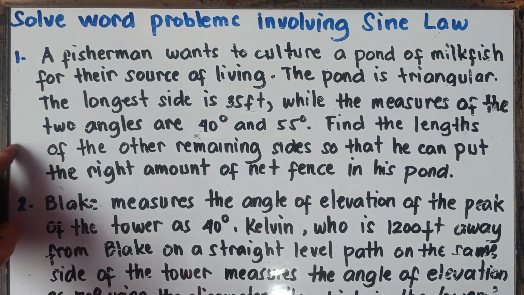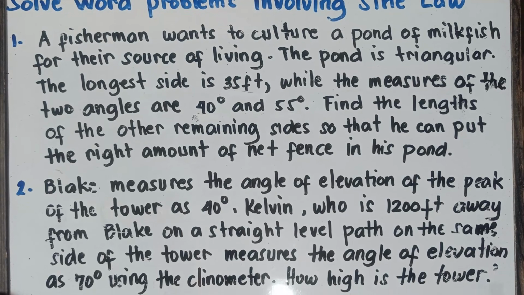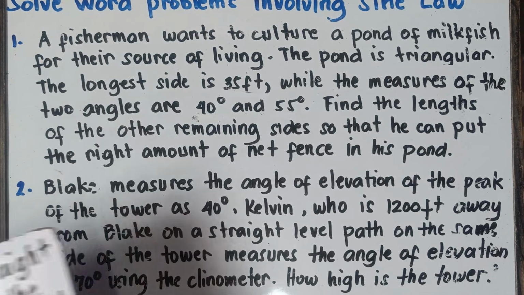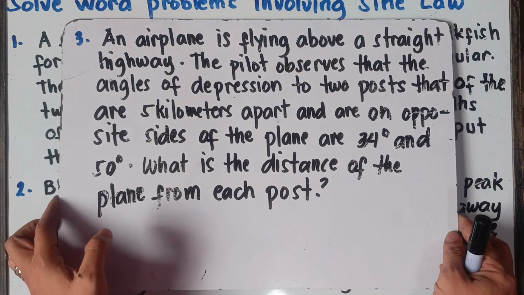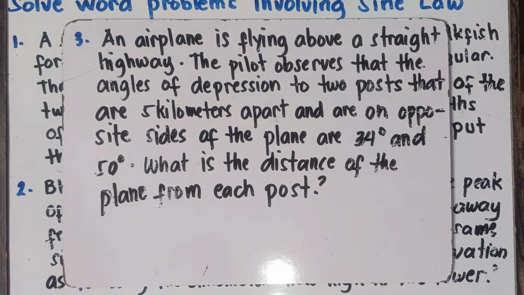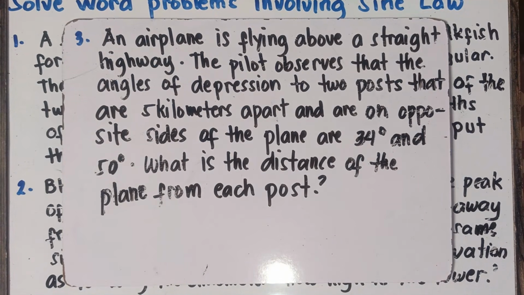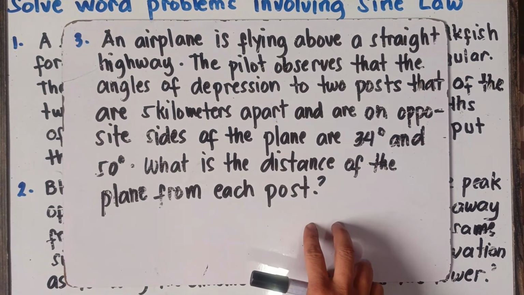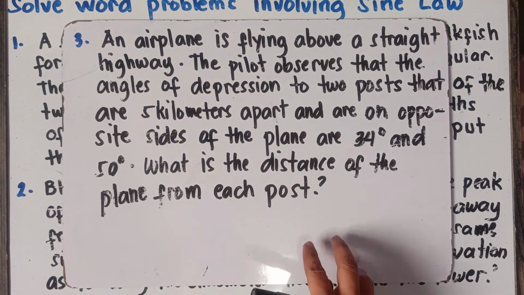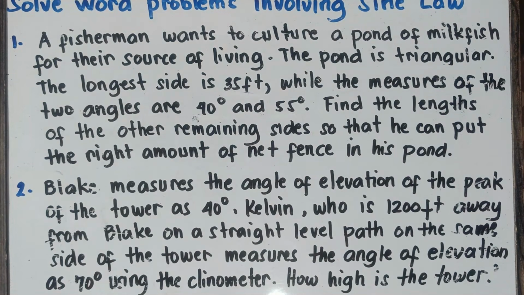So this will be the question for number 1, and this will be the question for number 2. Then for number 3, this will be quite complicated because we have a given angle of depression, and then we have 2 opposite sides and 2 opposite angles. Do not be worried with number 3 because we will be explaining it step by step. Alright, so let's start with example number 1.